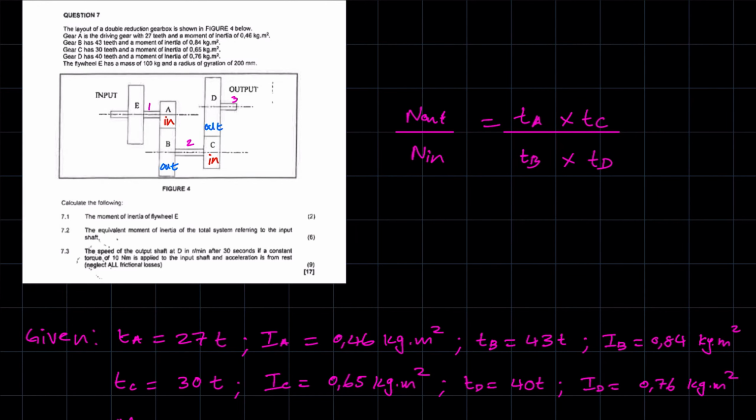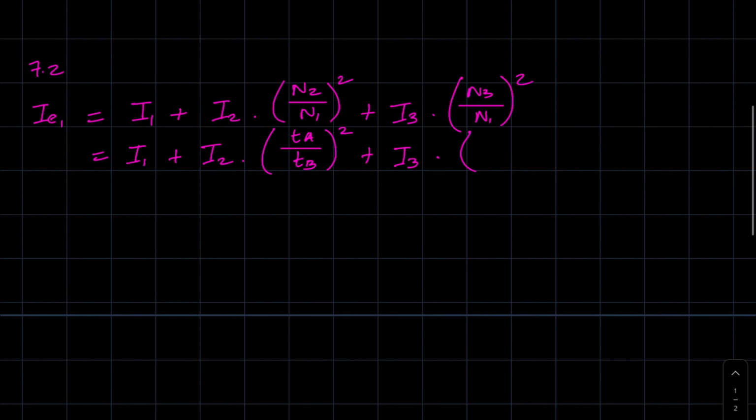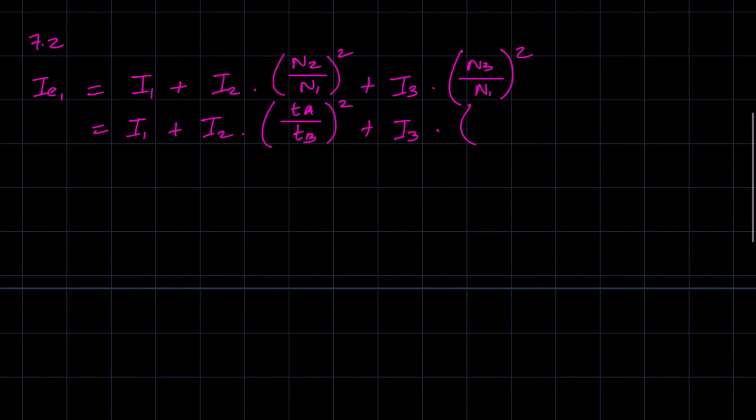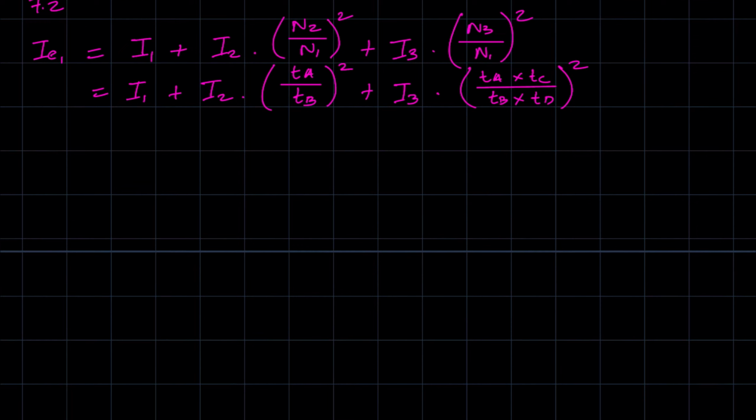So seeing that we do not have the rotational frequency, we express the velocity ratio in terms of number of teeth. So here you would have TA times TC divided by TB times TD, all squared. Now one thing is clear here: we have the number of teeth, but we don't necessarily have the moments of inertia.